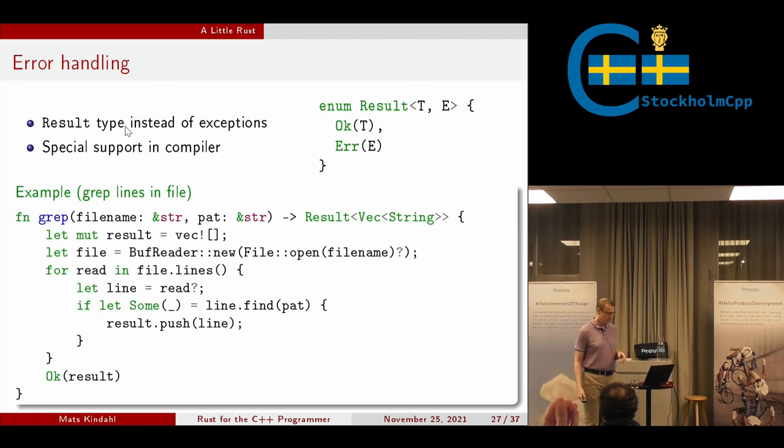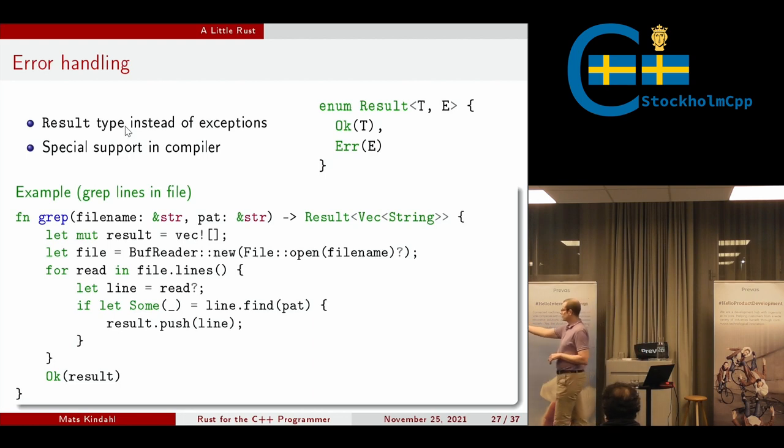And this is an example. So in this case, we have a function that takes a file name and a pattern. It actually takes two strings, or references to two strings. One is a pattern, one is a file name. And it returns essentially all lines matching that pattern. And in this case, I open the file, I read the file, and then I look and see if I can find a substring containing that pattern. And if so, I push it, and then I return everything at the end.